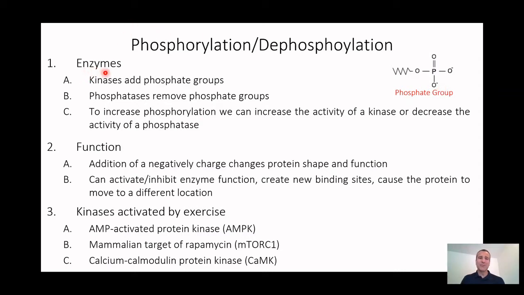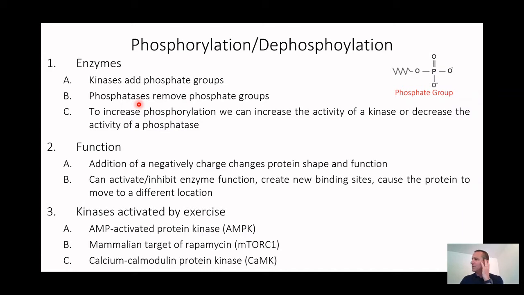The enzymes that are important in phosphorylation, dephosphorylation are kinases. Kinases are just proteins, and they have the ability to add, or decorate other proteins with, phosphates. There are also phosphatases. Phosphatases take off the phosphate groups, so they remove the phosphate groups.